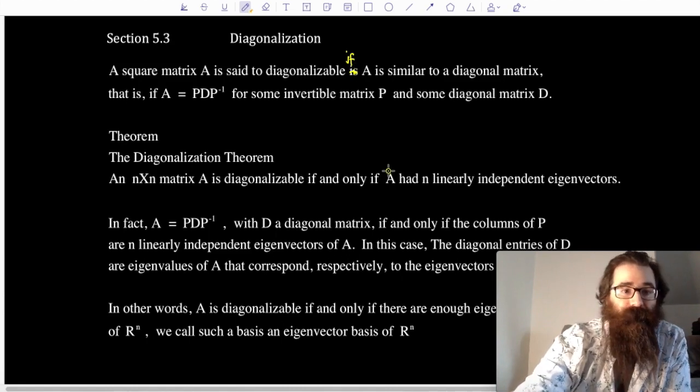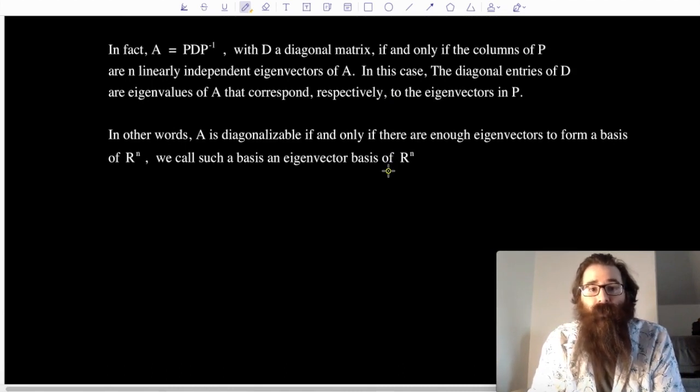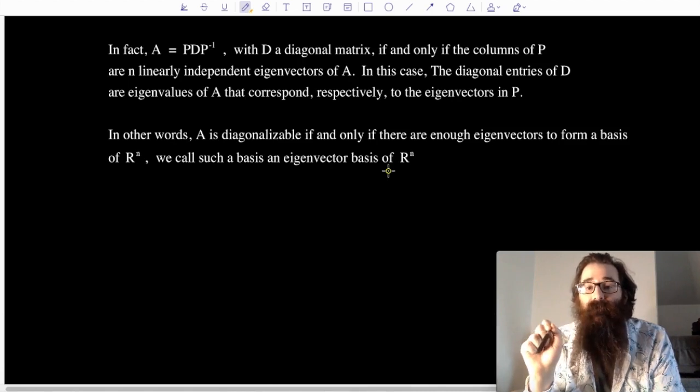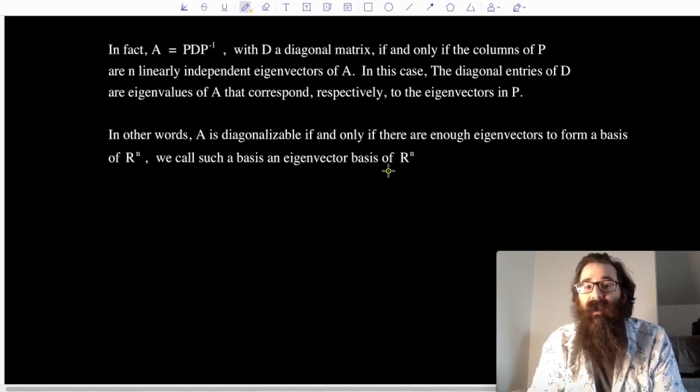We go on, we say, in fact, A is equal to P times D times P inverse, with D a diagonal matrix, if and only if the columns of matrix P are n linearly independent eigenvectors of A. In this case, the diagonal entries of matrix D are eigenvalues of matrix A that correspond respectively to the eigenvectors in P. So what we're saying is we're going to build this matrix P by taking its columns as eigenvectors, and we're going to build the diagonal entries of the diagonal matrix D by using eigenvalues as the diagonal entries, but those diagonal entries have to correspond to the respective eigenvectors in P.